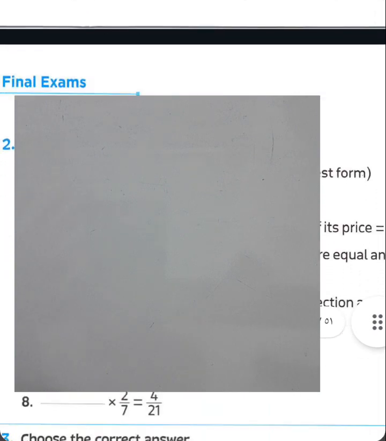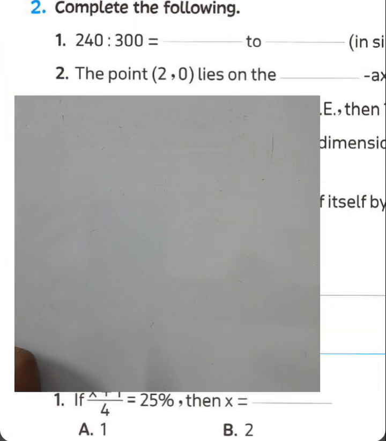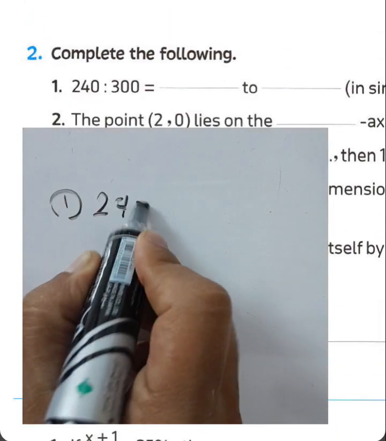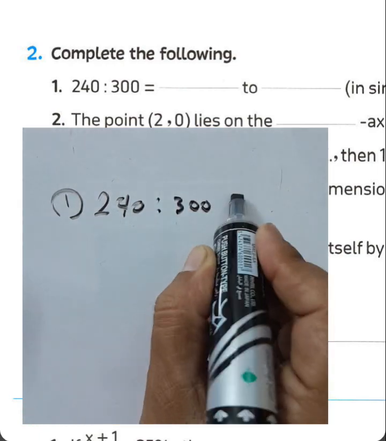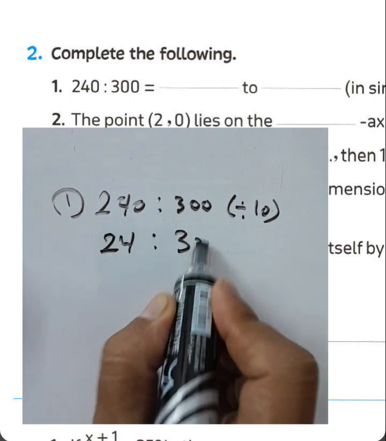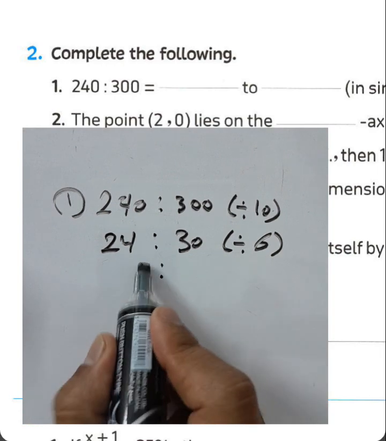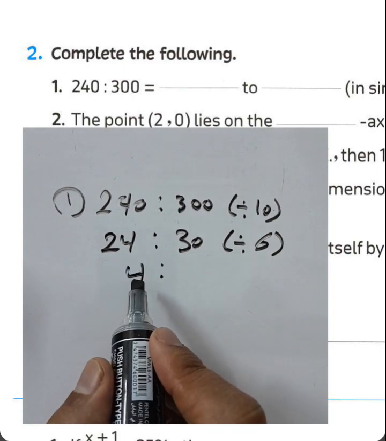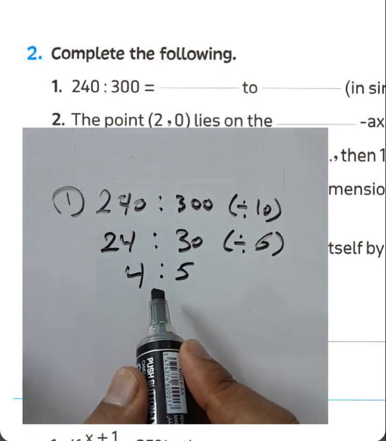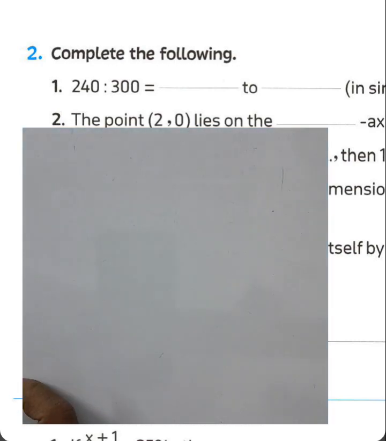Next example, complete. Write the ratio between 240 to 300. We can simplify it by dividing by 10. 24 to 30, and then we can simplify it by dividing by 6. 24 divided by 6 equals 4, and 30 divided by 6 equals 5. Then the ratio in the simplest form will be 4 to 5. Next question.